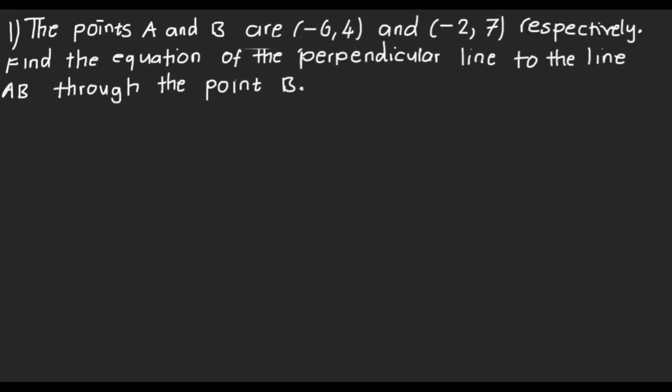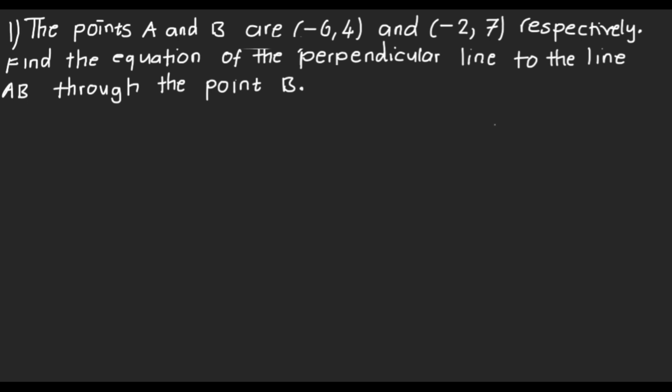Welcome guys. In this lesson we are going to look at some questions from additional mathematics paper 1 for the year 2023 for the internals. So question 1 reads: the points A and B are (-6, 4) and (-2, 7) respectively. Find the equation of the perpendicular line to the line AB through the point B, right?